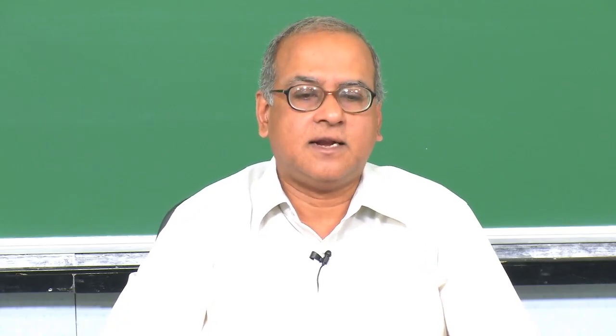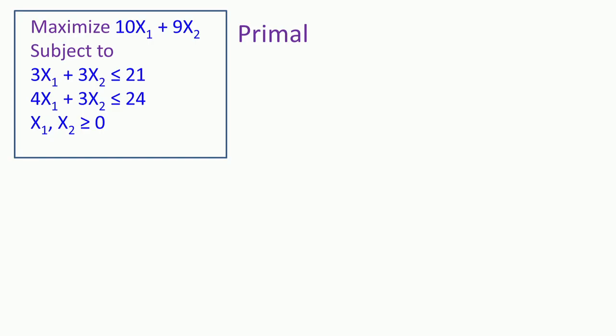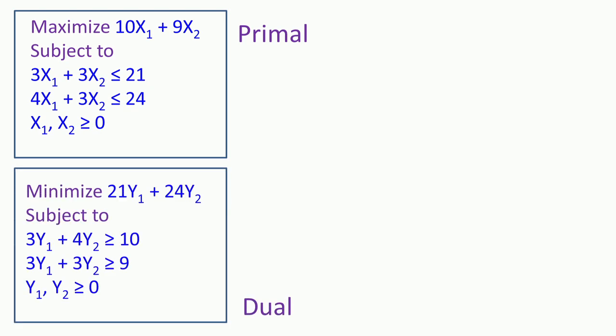The given problem is called the primal. Maximize 10x1 plus 9x2 subject to 3x1 plus 3x2 less than or equal to 21, 4x1 plus 3x2 less than or equal to 24, x1, x2 greater than or equal to 0. In the last class we wrote the dual of this problem, and the dual is minimize 21y1 plus 24y2 subject to 3y1 plus 4y2 greater than or equal to 10, 3y1 plus 3y2 greater than or equal to 9, y1, y2 greater than or equal to 0.